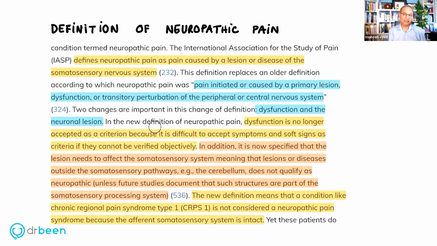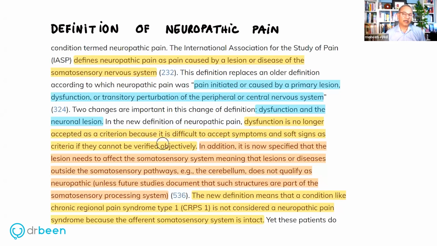Any lesion in this system, or any pain because of the lesion or disease of this system, will be called neuropathic pain. So is there any tissue of our nervous system that doesn't participate in this part? Yes, for example, the cerebellum, as they give an example here as well.